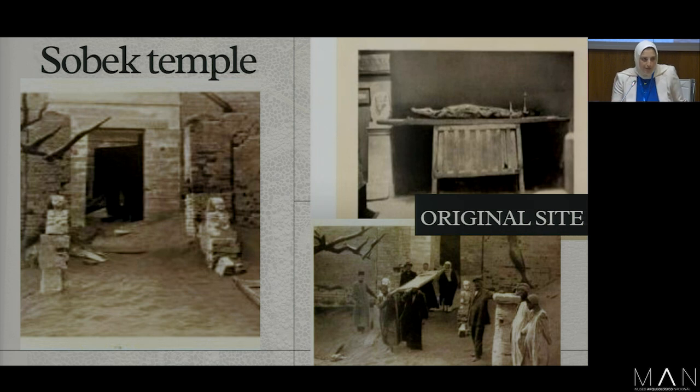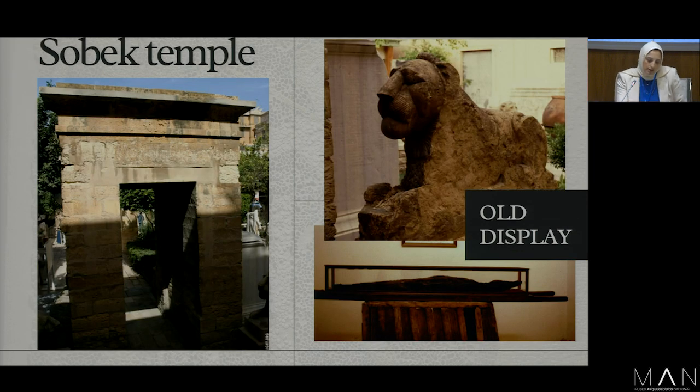After the death of Giuseppe Botti, the first director, when he came and started directing the museum, he decided to bring the Sobek temple from Fayoum to Alexandria and display it inside the museum. This is the original place of the temple. This is when he brought the temple to the museum in 1930.